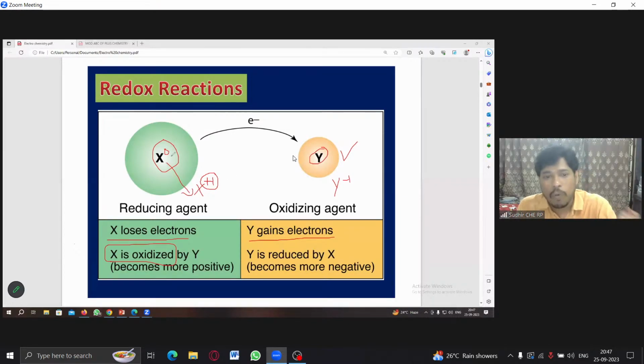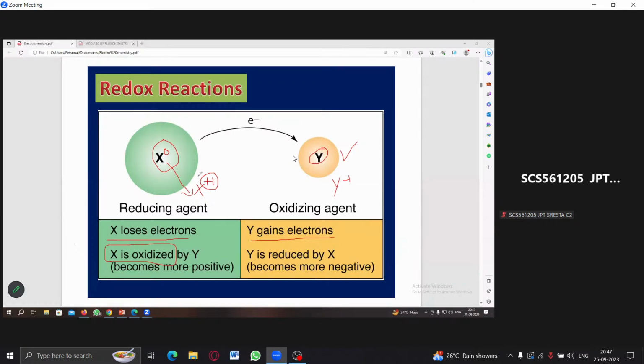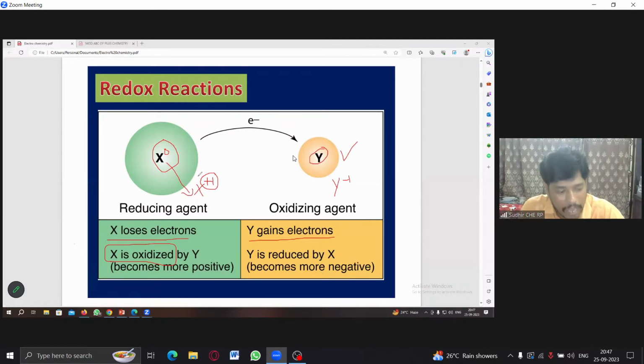Now you tell me why this increase is observed: because of loss of electron only. That is the reason why we take loss of electron as oxidation, or else increase in the oxidation number is also called oxidation. Whenever an element or any species is losing electrons, definitely its oxidation number will increase. That's why we can relate these two statements to describe the oxidation process.